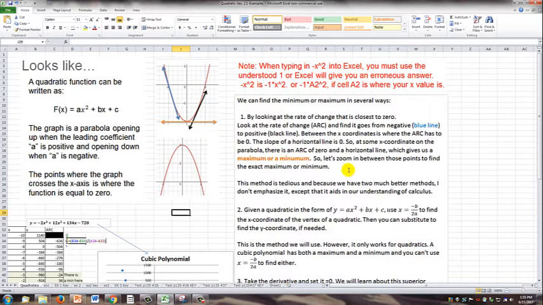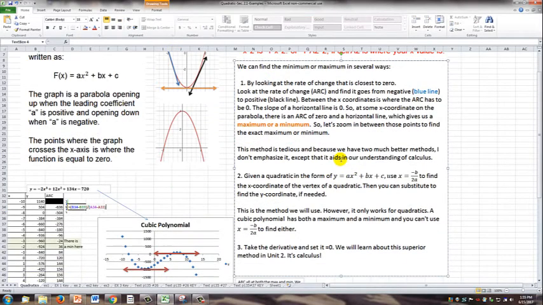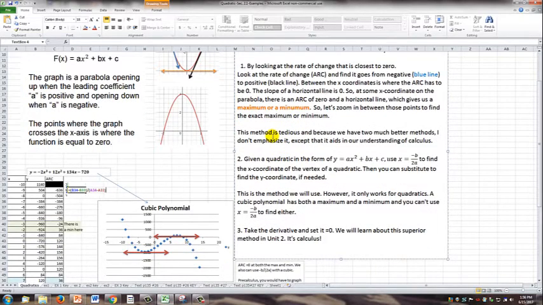This method is very tedious, and because we have two better methods, don't emphasize this method very much. I wouldn't really want you to use this method on a test, but it's important to talk about it because it aids our understanding of what's going on with the calculus. The second method is the one we're going to concentrate on.